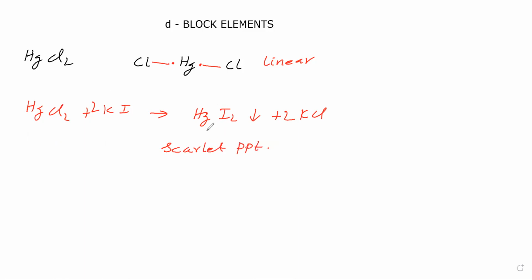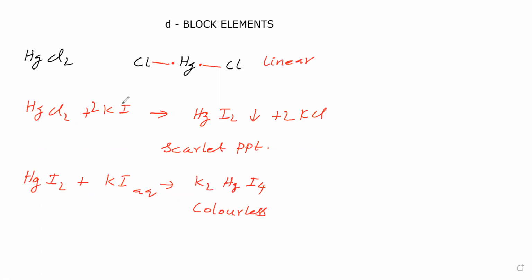Then this HgI2 dissolves in excess of potassium iodide to give K2HgI4 complex. This complex is colorless. This complex is what we call Nessler's reagent. Nessler's reagent is an alkaline solution of this complex.